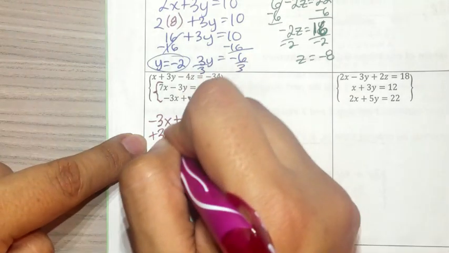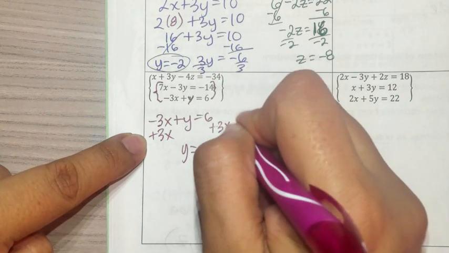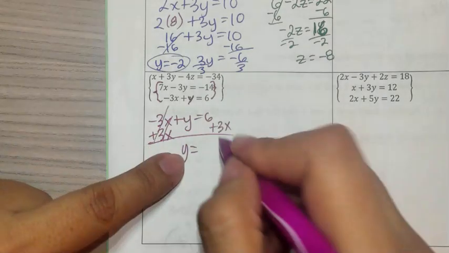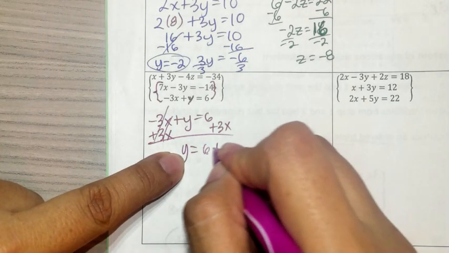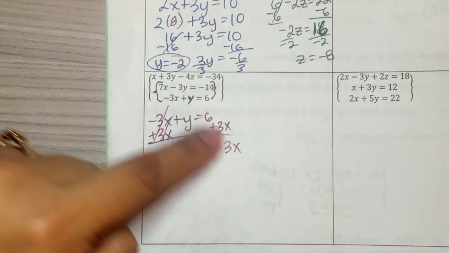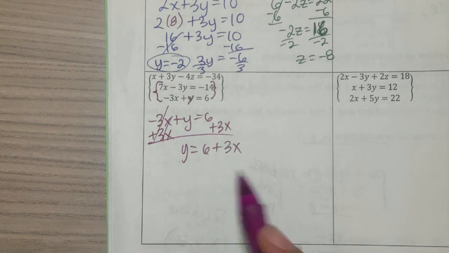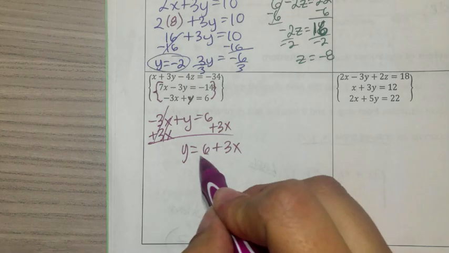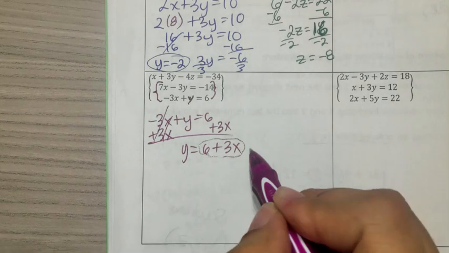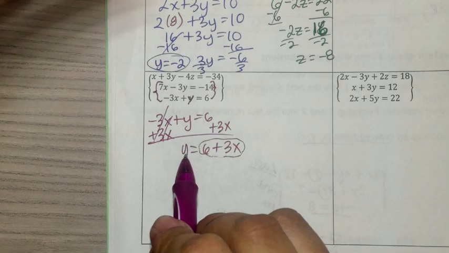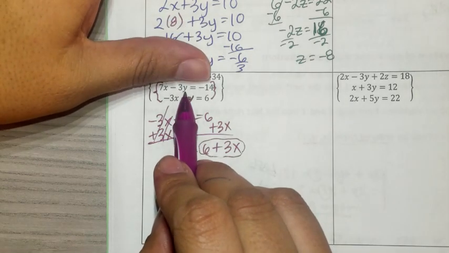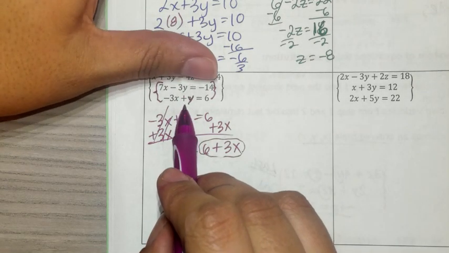We're going to add 3x, cancels, and we end up with 6 plus 3x. These are not like terms, so we're not going to add them. We don't get 9x, we just get 6 plus 3x. And then after that, we're going to substitute this expression in for the letter y on this other equation right here. So ignore the top one for now.